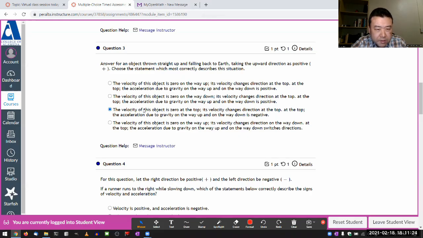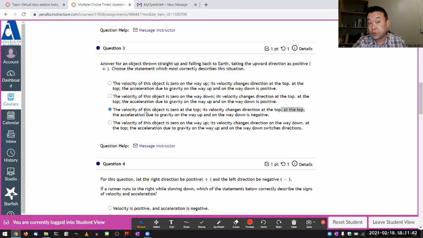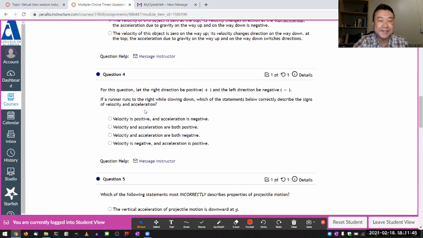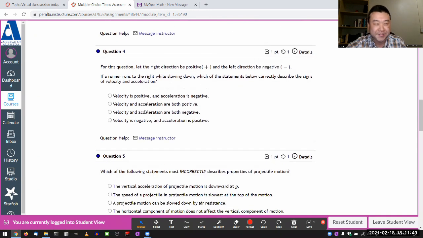So the velocity of the object is zero at the top. That seems right so far. And there's some grammatical issue here. Okay, I'll let that be, but I'm going to select this and then move on. What I have as a reminder to myself is I'm going to come back to this later and send a message that something seems to be wrong. That's, I think, a good thing to demonstrate in this recorded session.